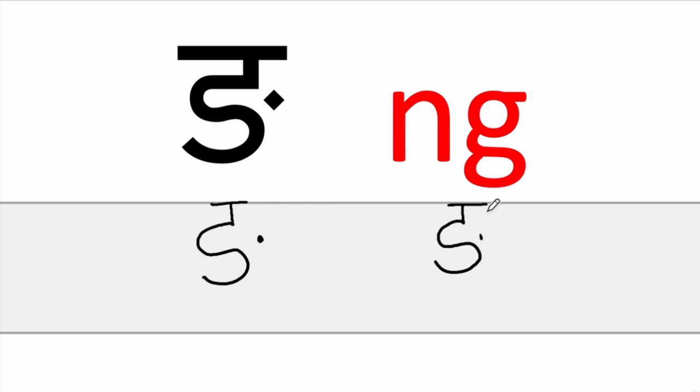And be careful while giving the dot, because further on I will teach you another consonant which is very identical to this one, and the only difference lies in the dot I have given here. So please remember, nga has a dot.